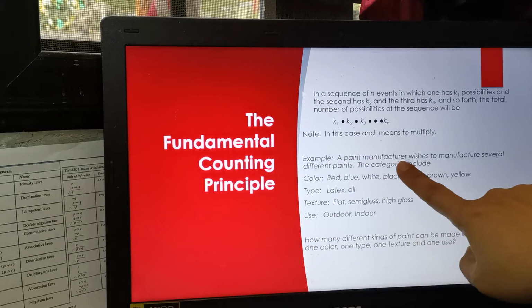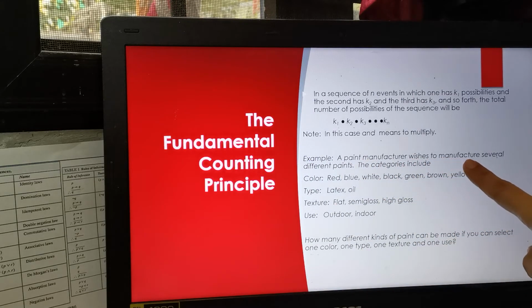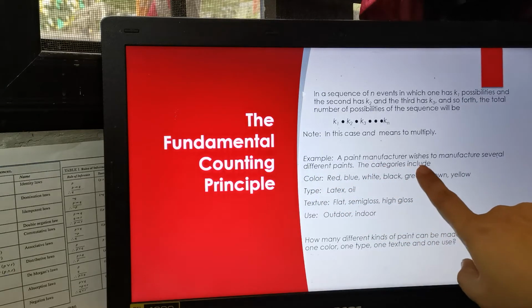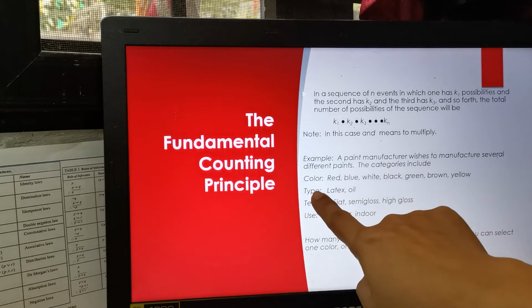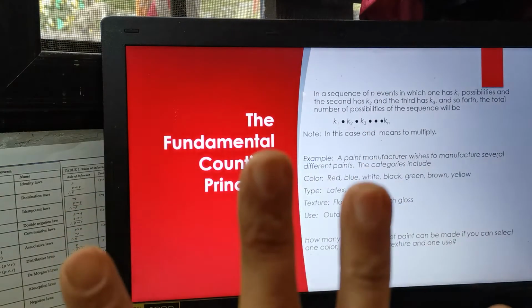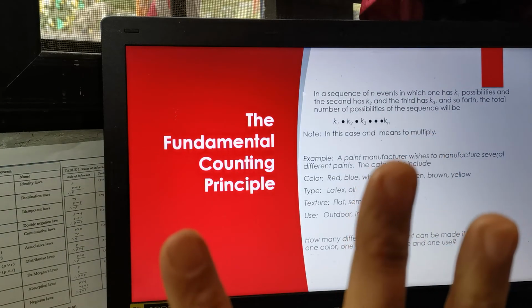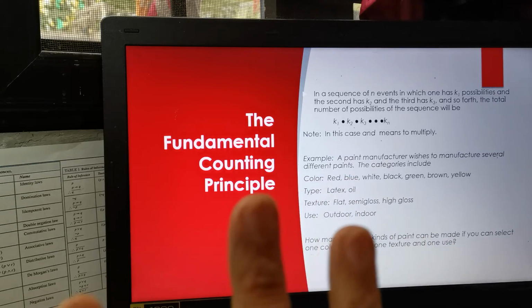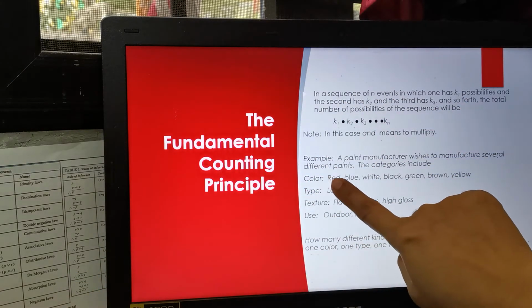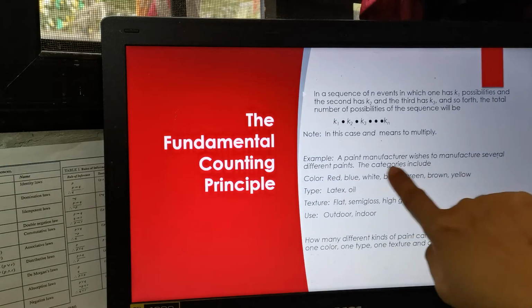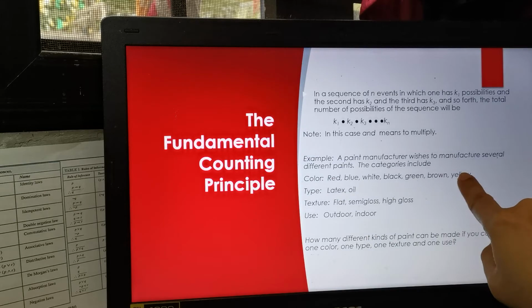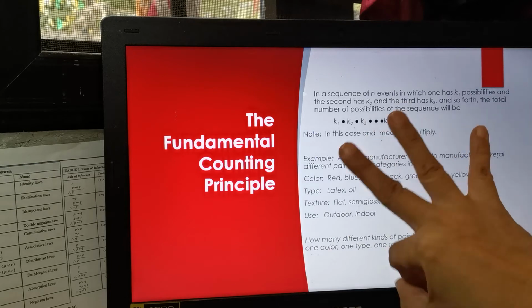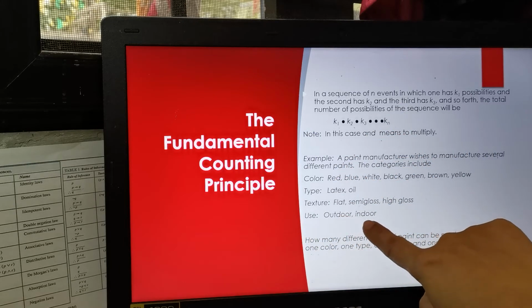A paint manufacturer wishes to manufacture several different paints, and these are the categories included. Okay, so color, type, texture, and use. So we have 4 events. Now, in these 4 events, there are different numbers of possibilities or outcomes. So yung color daw, merong red, blue, white, black, green, brown, and yellow. So how many is that? 1, 2, 3, 4, 5, 6, 7. And then for type, we have latex and oil. For texture, we have flat, semi-gloss, and high. That is 3. And for use, outdoor and indoor.